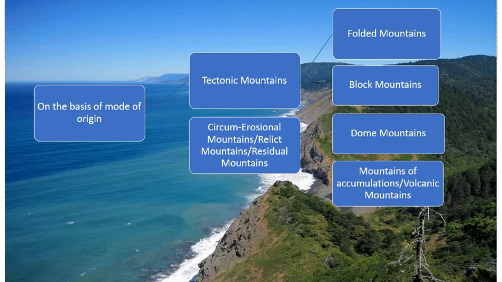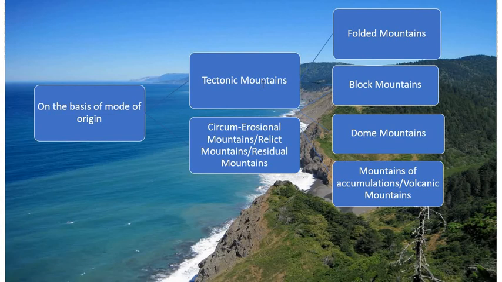Next one is dome mountains. Dome mountains form due to magmatic intrusions and upheaval of the crustal surface. Dome mountains lie individually and isolated. They occur in areas of essentially flat-lying sedimentary rocks. Sedimentary layers are bent upward in a dome shape due to the action of uplifting forces. So this is dome mountain.